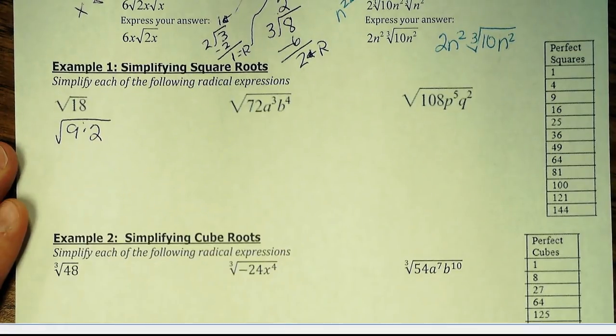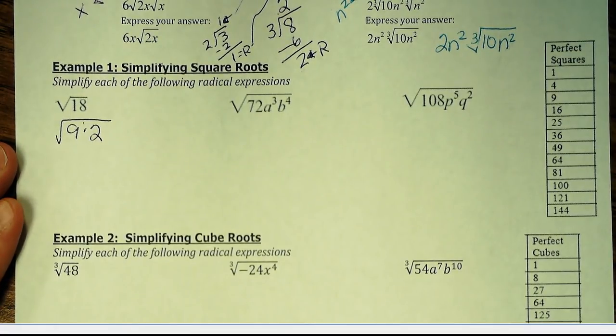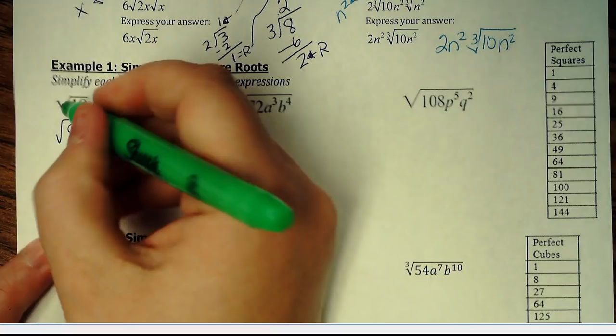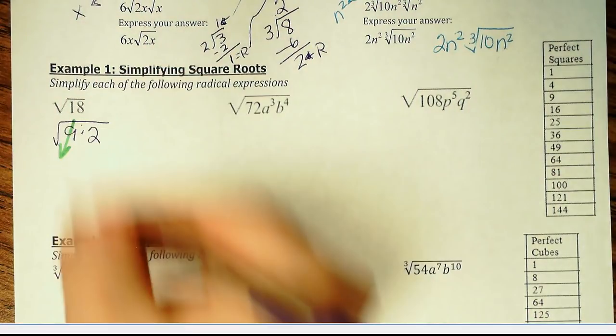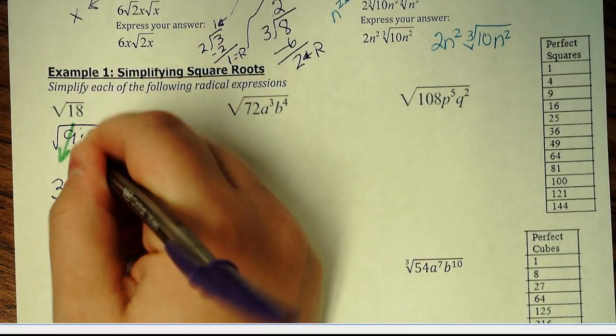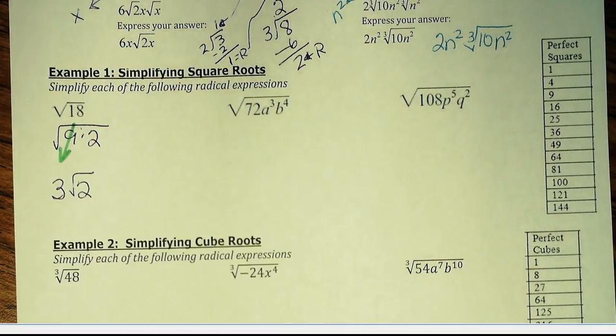And you have to rewrite it as a product. 9 times 2. Now here's what you guys know. 9 is the perfect square. So I'm going to pull that out in front. The square root of 9 is 3. Can't do anything with the 2, so that has to stay under the square root.